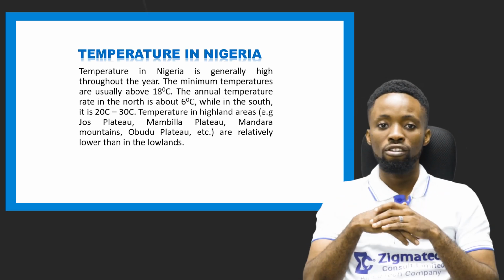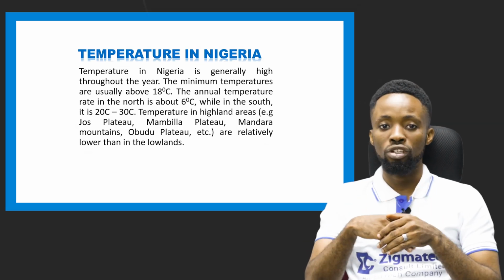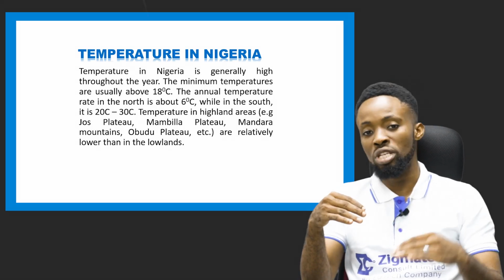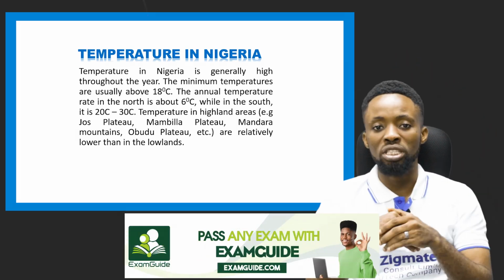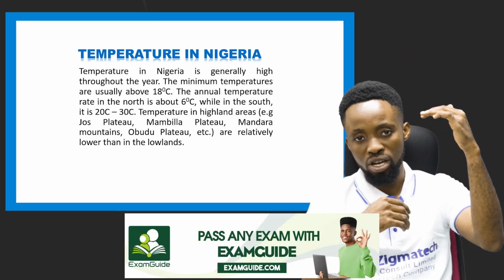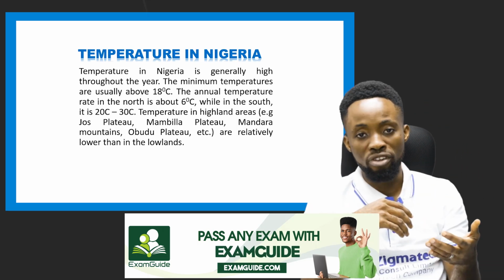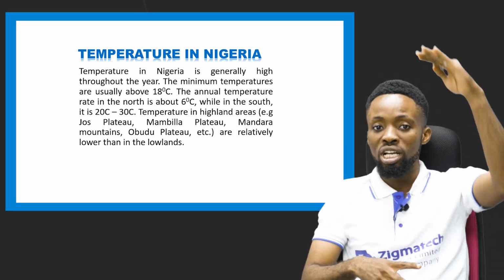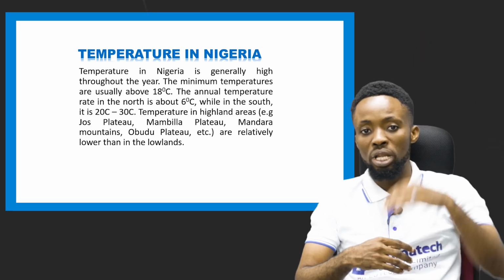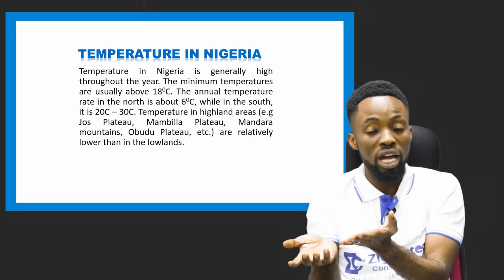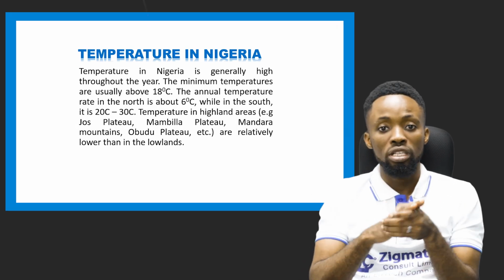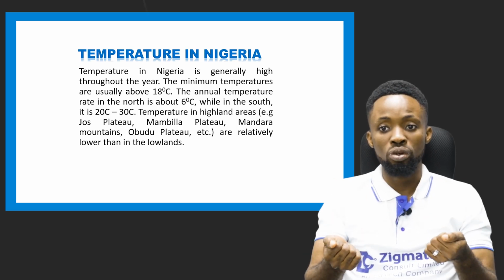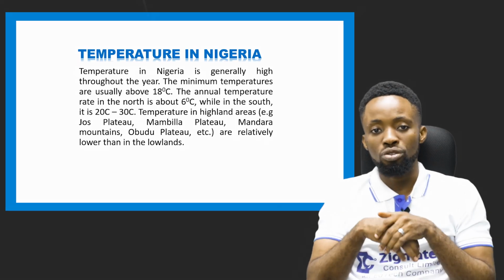Owing to the lapse rate, the temperature of a place reduces by 6.5 degrees Celsius if you attain a height of 1,000 meters. So if I go up a height of 1,000 meters, the temperature will drop by 6.5 degrees Celsius. So if you get to places where you have highlands that are higher above the lowland areas, and some highlands in Nigeria have a height of over 1,000 meters, they experience a temperature lower than that of lowland areas.